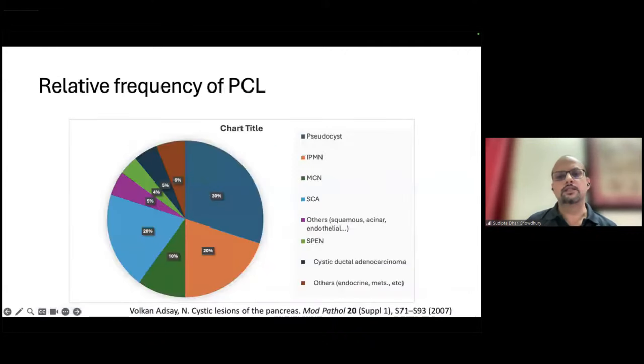Now, what is the relative incidence of these? Overall, the majority of the cysts that we see in clinical practice are usually pseudocysts, developing as a consequence of acute pancreatitis.